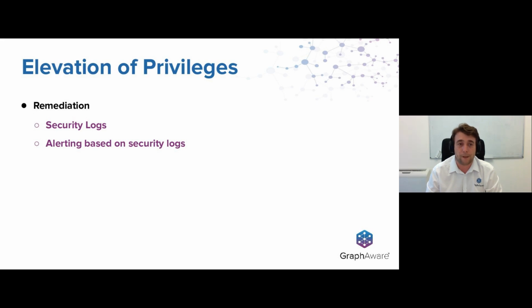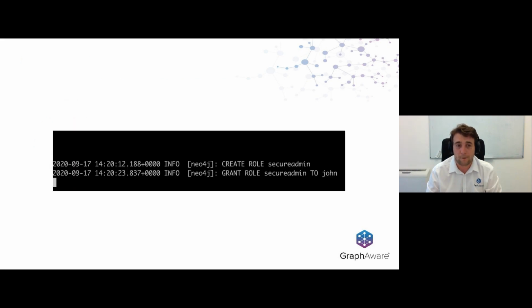In terms of elevation of privileges, I would say that again, the logs are the best source that you have to mitigate this threat, right? In the security logs of Neo4j, you have logs that print when a role has been assigned to a user. So you can define alerting based on those logs. We can see here in a Neo4j server, when a user is granted a role, everything is logged, right? So you can define alerting systems to make sure that the right people know what happens on the system.